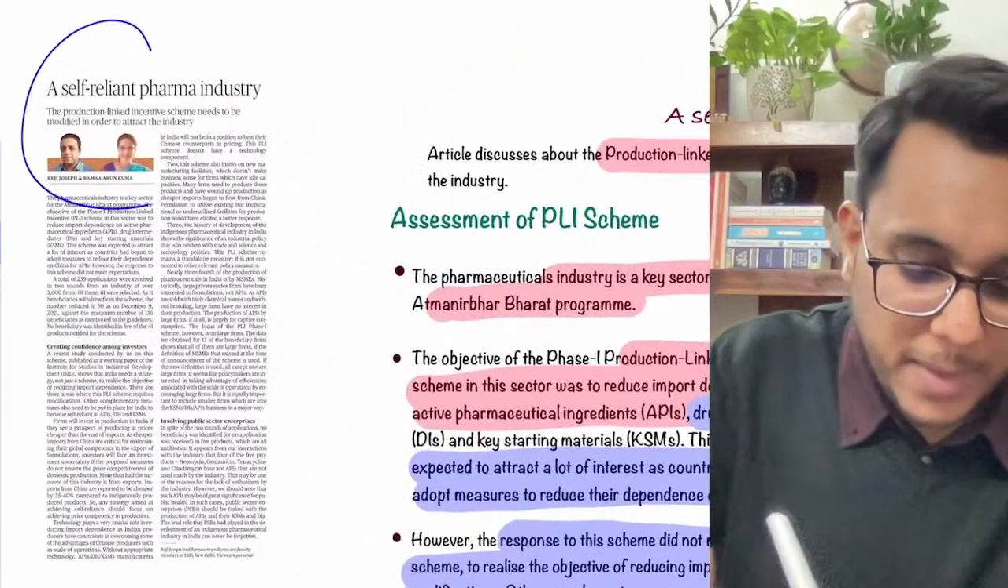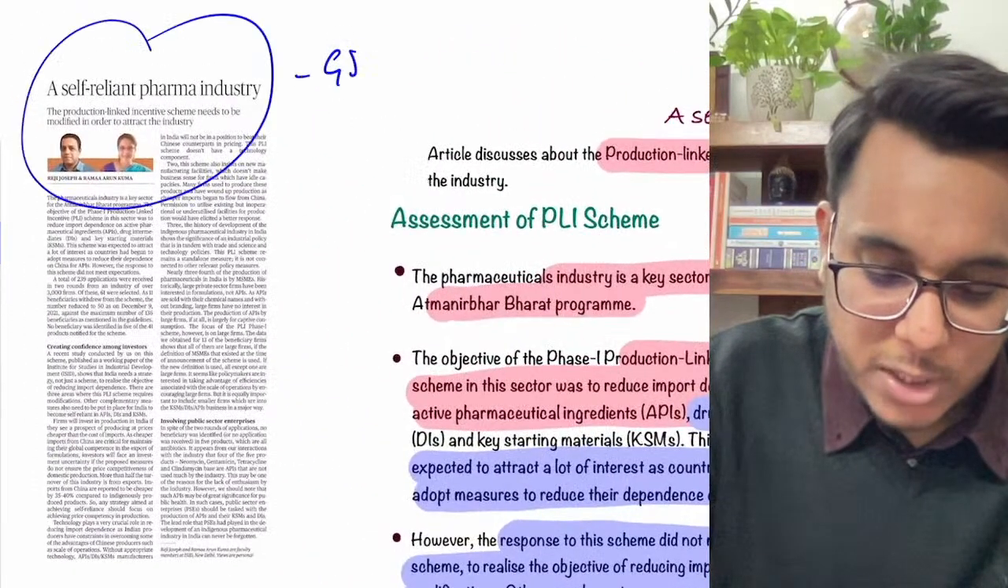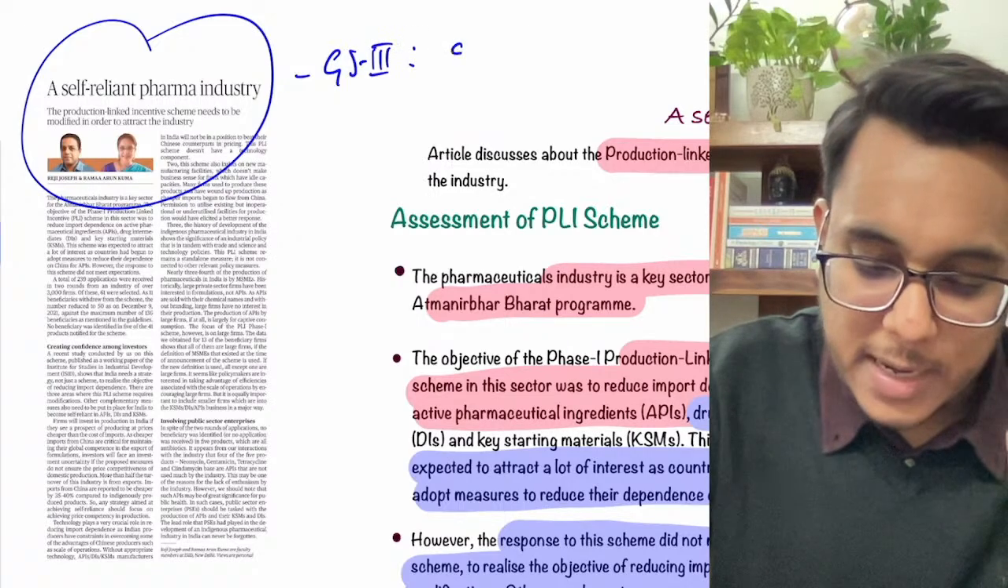A self-reliant pharma industry. Now this article will be important in our GS paper number 3, issues related to the Indian economy.